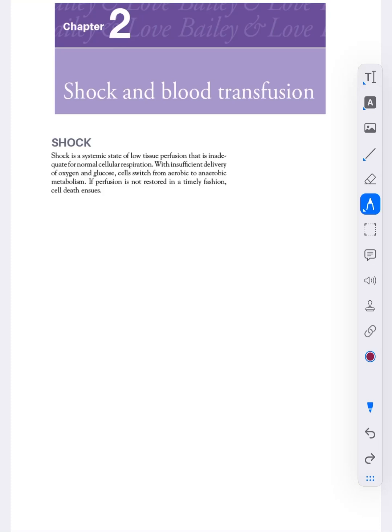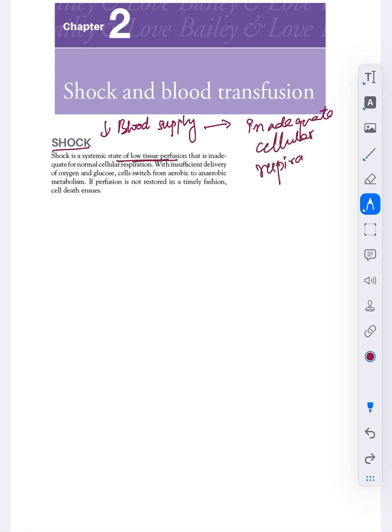Hello all, let's begin with chapter 2, shock and blood transfusion. So what is shock? Shock is the state of low tissue perfusion. Everybody knows that there is decreased blood supply to the cells of the body in shock, right? Because of which there is inadequate metabolism happening at the cellular level. There is inadequate cellular respiration or metabolism. There are different types of shocks like septic shock, neurogenic shock, hypovolemic shock, cardiogenic shock, right?